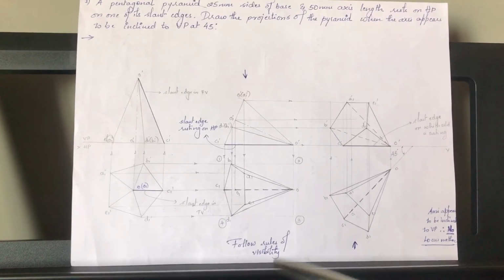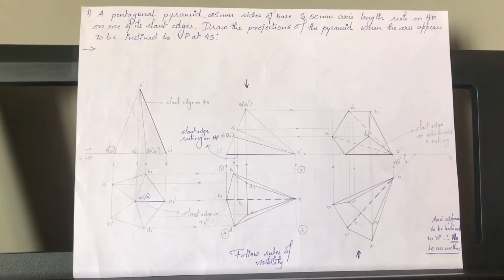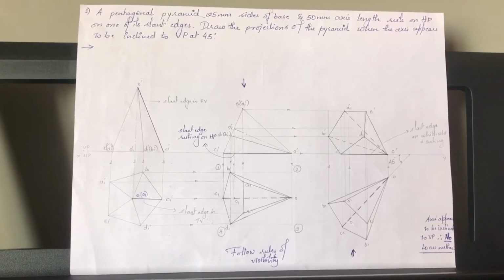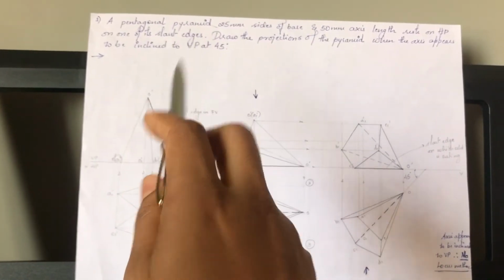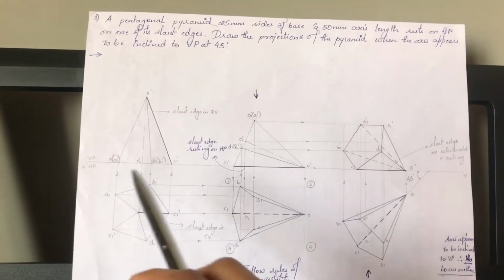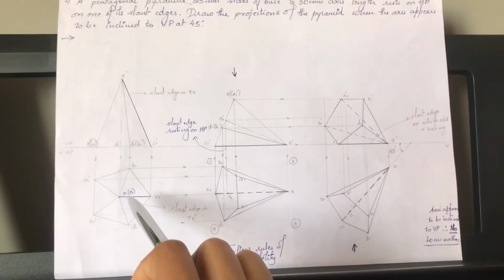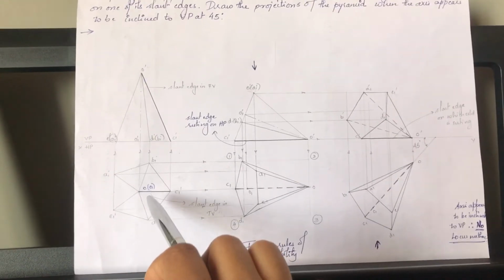Okay, so this is the first example that I'm taking in order to explain the concept of projection of solids resting on slant edges or triangular faces. This is the first example wherein I have taken the solid resting on a slant edge. So the first step is to get the front and the top view of this pentagonal pyramid. To start with, this is how you are going to rest the pentagonal pyramid.